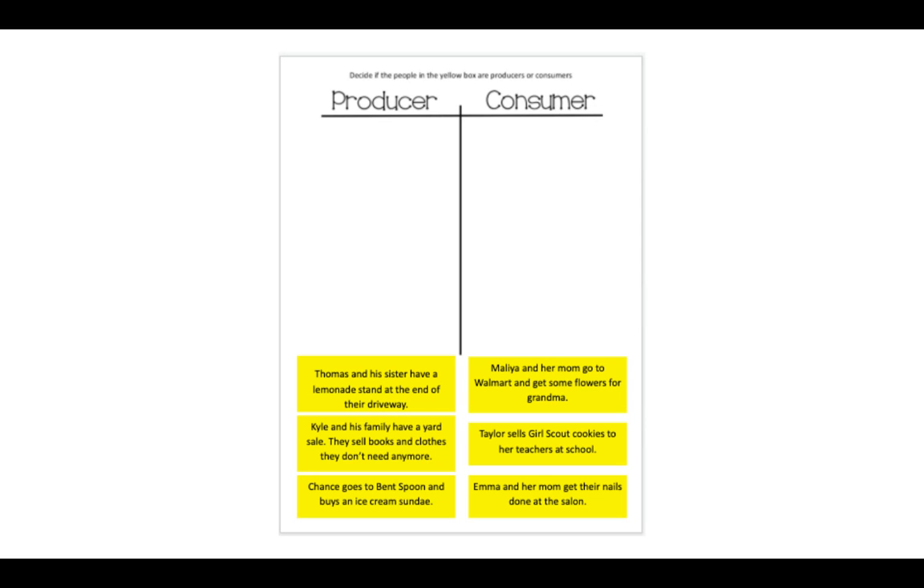They went to Walmart. They went to a store and they are buying the flowers. So does that make them a producer or a consumer? You're right. It makes them a consumer because they are using money to pay for a good or service.